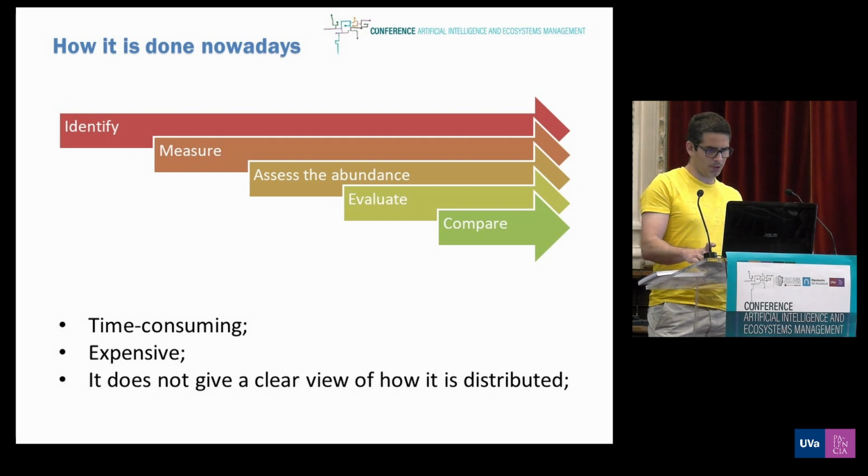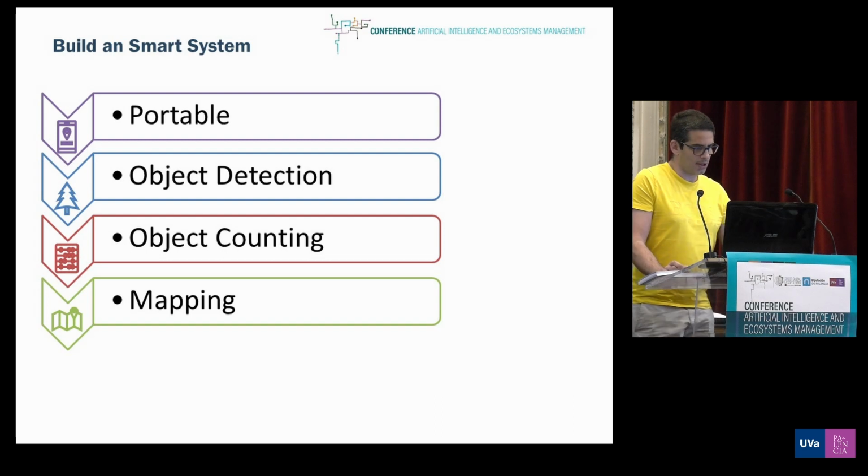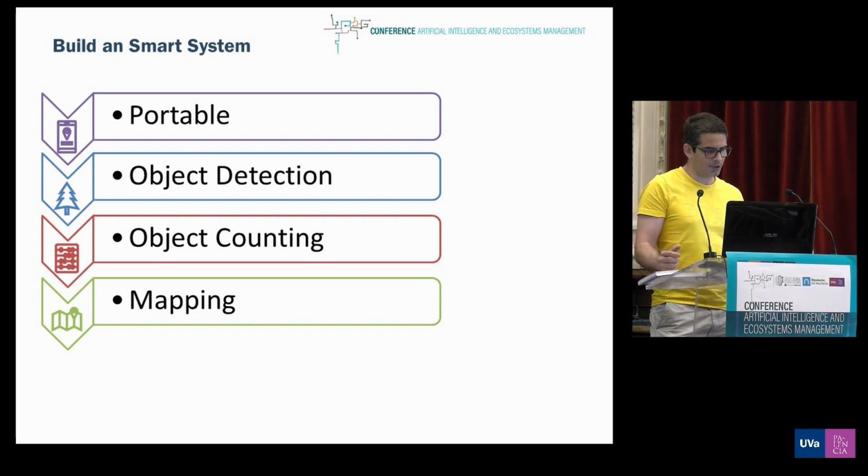It's my opinion. So what's my purpose? Why am I interested? I want to research this. It's not about building a robot to do the hard work, to go there, stay on the floor, measuring small seedlings and counting a lot of seedlings. The idea is to make a smart system combining different algorithms and different knowledge to make the data more accurate and to improve the understanding of natural regeneration.